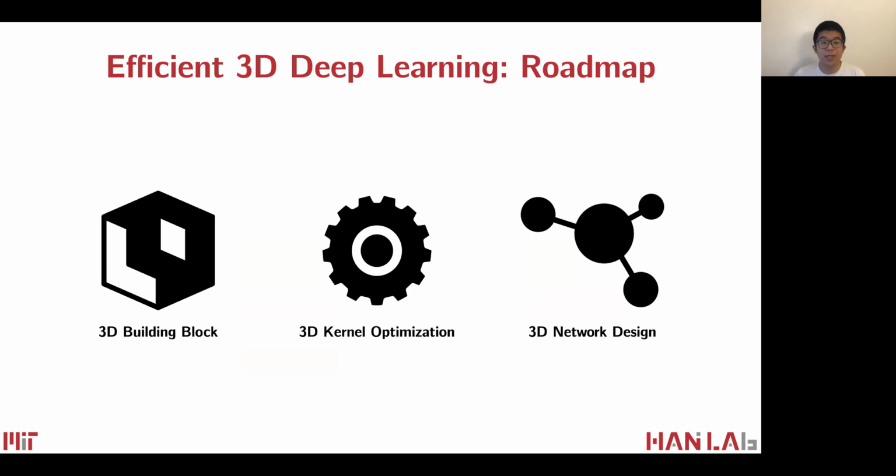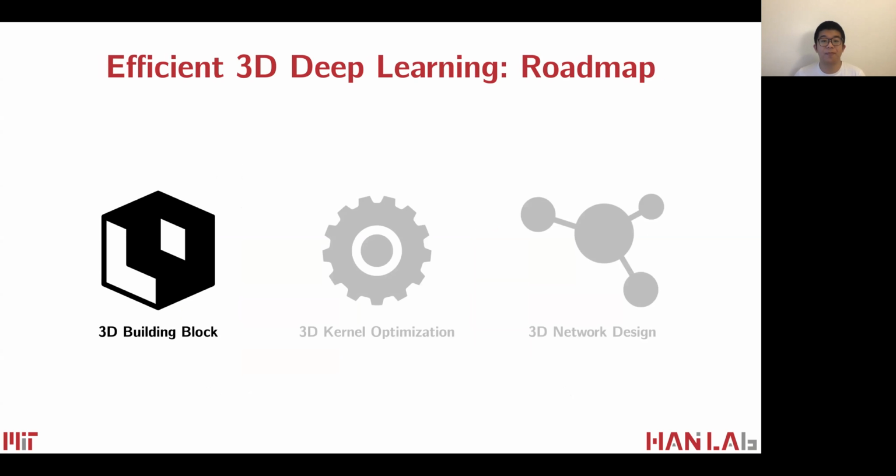So in this talk, I will introduce some of our recent explorations in efficient 3D deep learning, and they are mainly from 3 perspectives. First, how to build an efficient 3D building block. Second, how to optimize 3D sparse convolution kernels. And third, how to design efficient 3D neural networks in an automated manner. Let's first start with the 3D building block design.